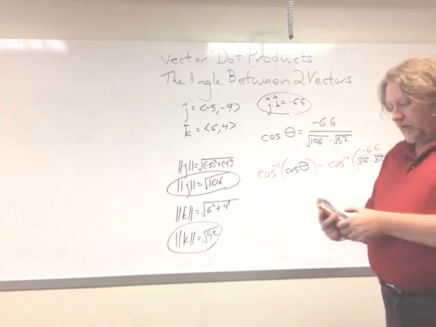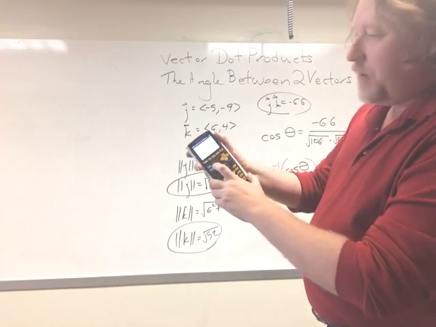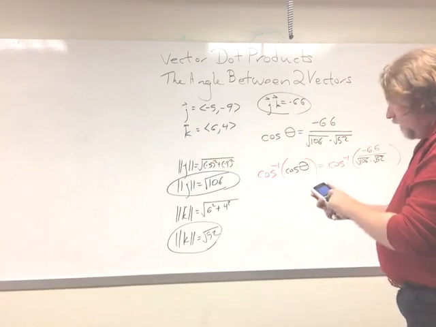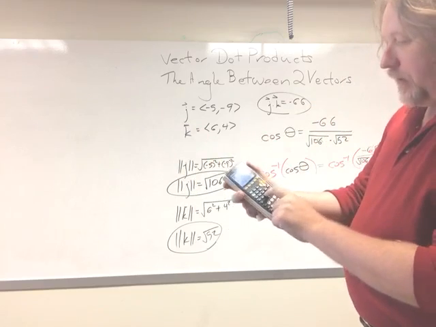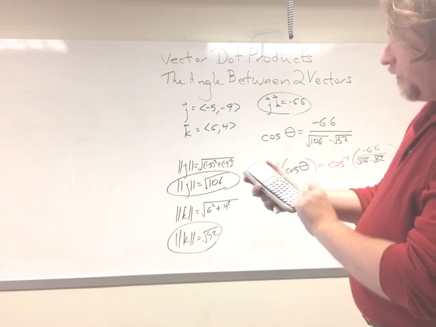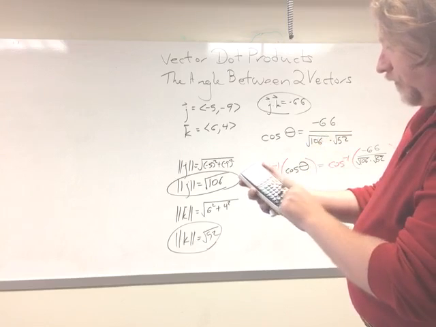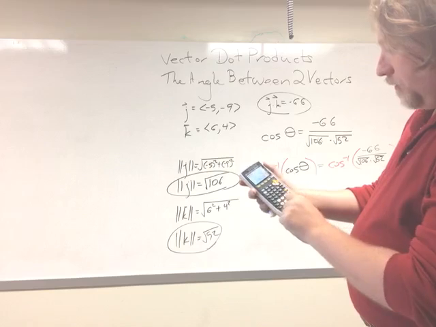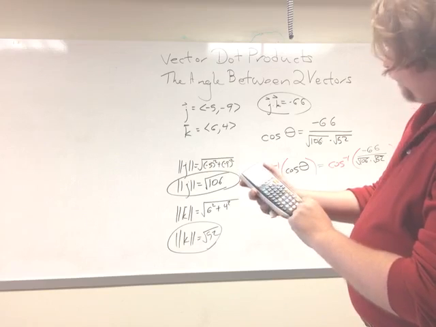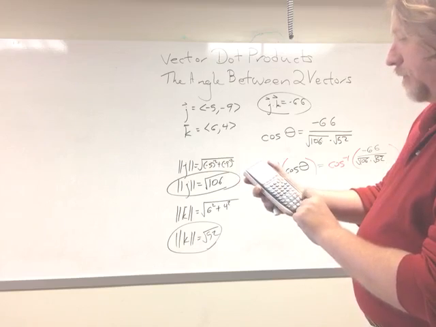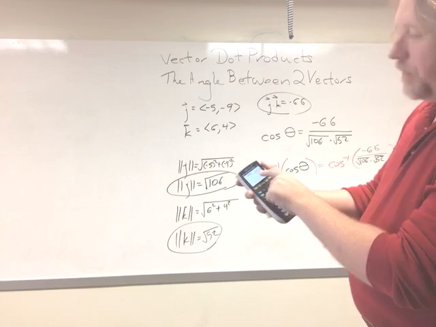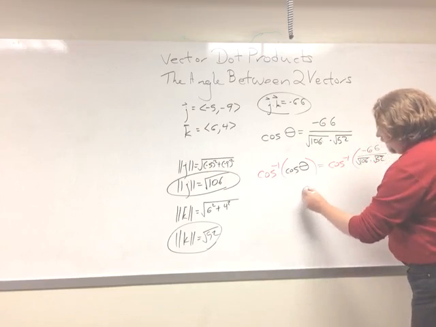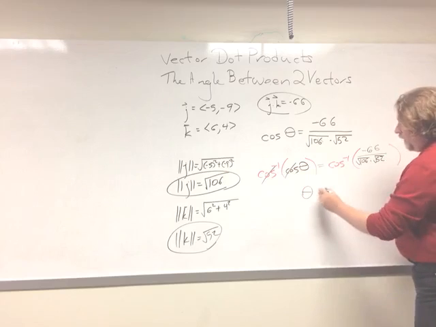All right, so going to my calculator, I always start by checking my mode. Am I in degree mode? Because I want to get this answer in degrees. I'm in degree mode, that's good. So, cosine inverse of the fraction. The top is -66. The bottom is the square root of 106 multiplied by the square root of 52. And I get 152.7 degrees.